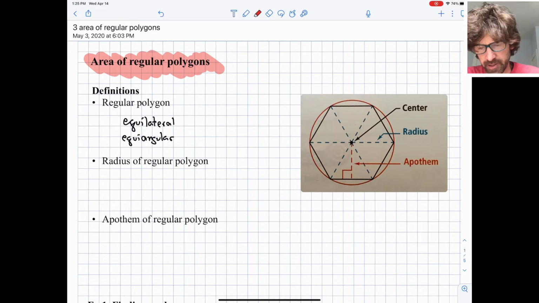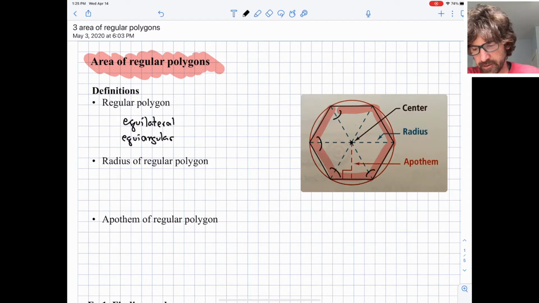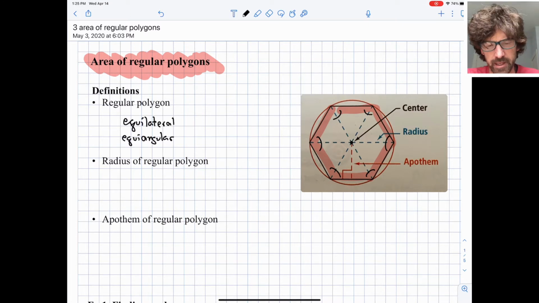But here you can see a picture of a regular hexagon where all 6 sides are congruent, and additionally all 6 interior angles are going to be congruent. So that's what we're going to be working with today. We're going to be looking for a formula to determine the area of a regular polygon. A couple more definitions first.